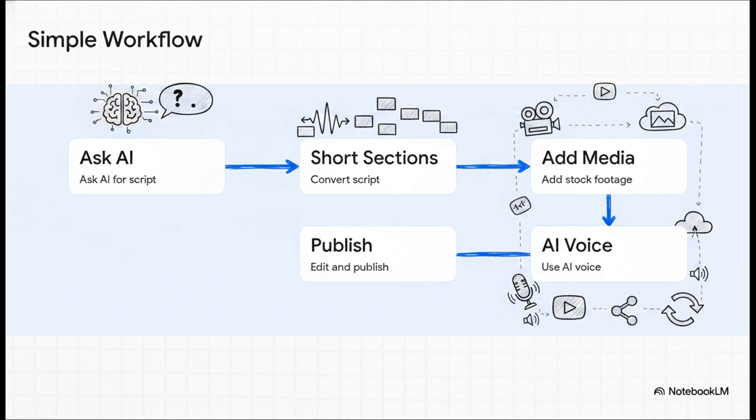Step 1, it starts simply by asking the AI for your base script. Step 2, you convert that script into short, highly digestible sections. Step 3, you creatively layer in relevant stock footage or AI-generated images to keep the viewer visually hooked. Step 4, for the audio, you run your text through a high-quality AI voice generator for clear professional narration. And finally, Step 5, stitch it all together in your editor and hit publish.